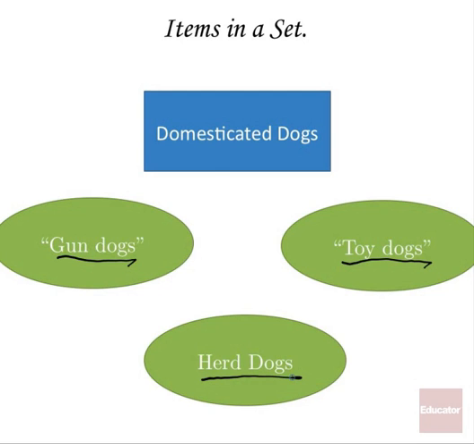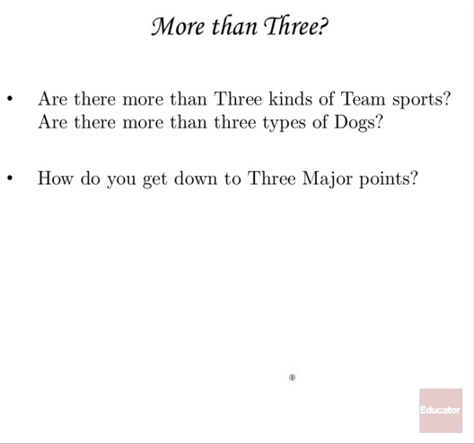Now I know what you're thinking right at this moment. Aren't there more than 3 kinds of team sports? And aren't there more than 3 types of dogs? Absolutely. That is absolutely true. So how do you get it down to 3 major points for a 5-paragraph essay? Remember, introduction, body paragraph 1, 2, and 3, conclusion. So I need to get this down to exactly 3, right, if I want to write a 5-paragraph essay and stay within those rules. How do I get more than 3 sports or more than 3 types of dogs into 3 paragraphs? Well, it turns out that I can think of 3 things that you can do to do that.